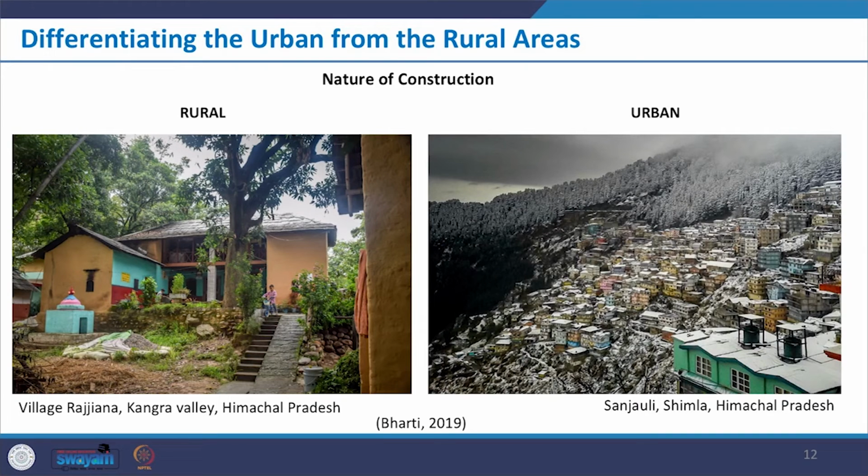Other thing which is very much evident, especially in the Indian context, is the nature of the houses. We see that a lot of permanency is seen in the urban areas with the kind of structure we see. And in the rural area, the houses are more of a temporary nature, more of a vernacular, with local materials used, so we identify these distinctions as well.